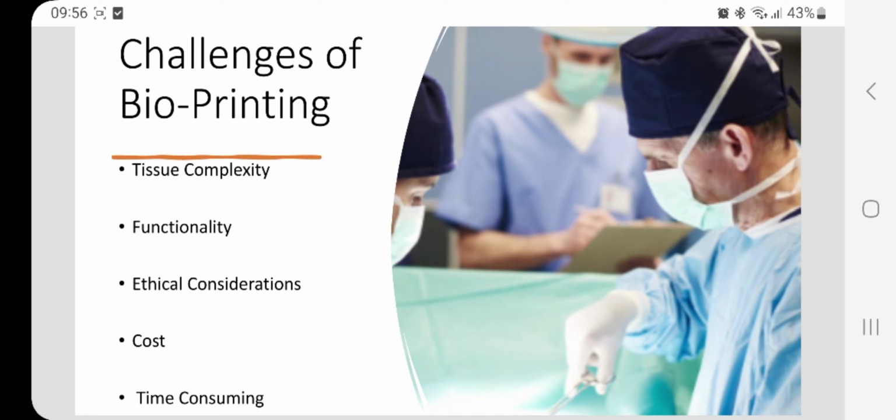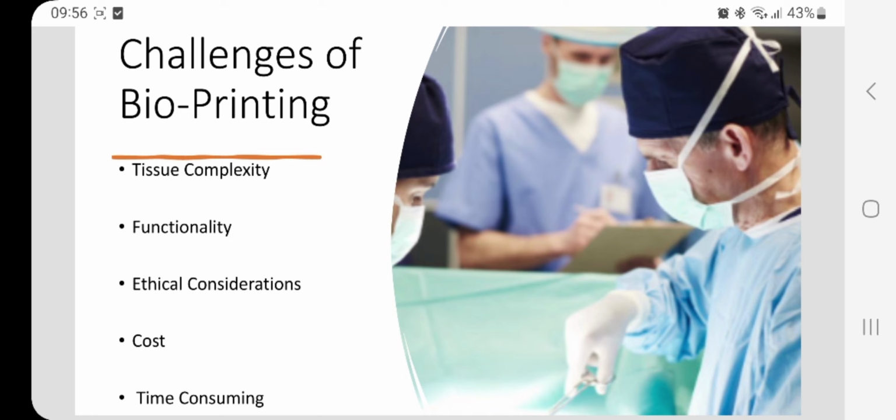Functionality. Ensuring that bioprinted tissues and organs function as intended is a challenge. Bioprinted structures must not only look like the natural tissue but also perform their role. This becomes more difficult with the more complex organs, which have specific functions to clear the blood or remove toxins.